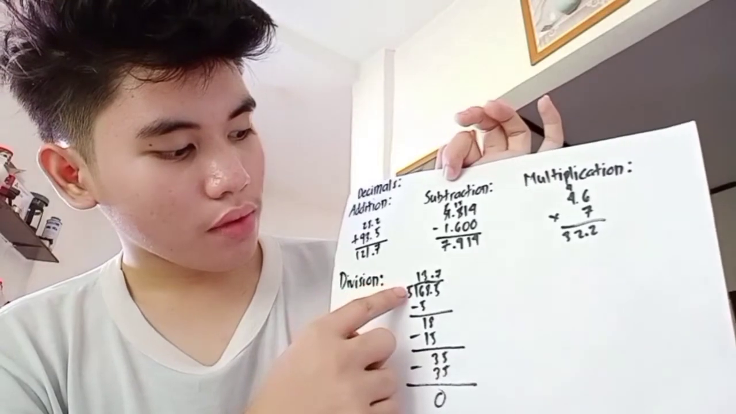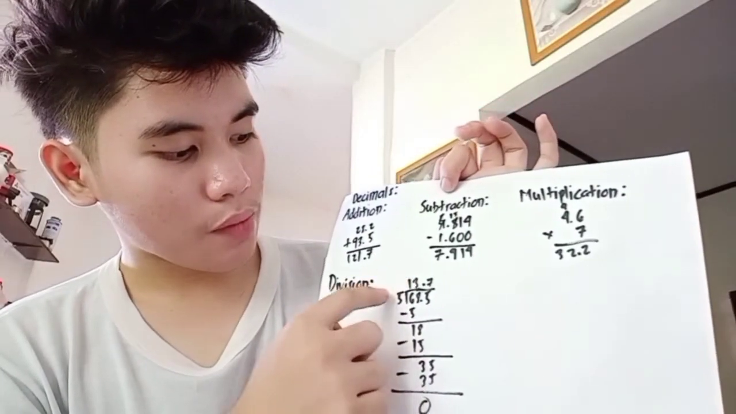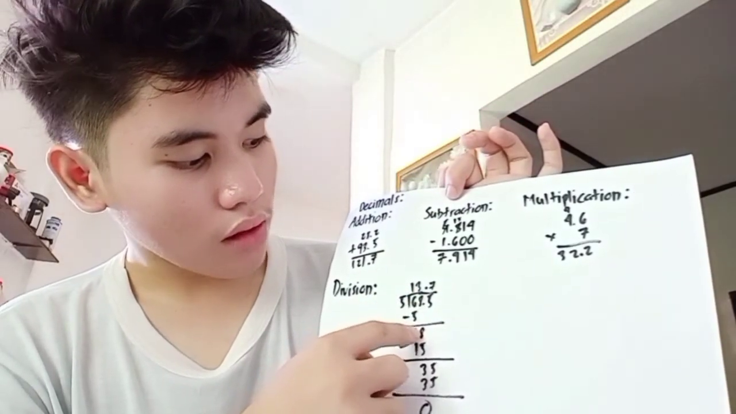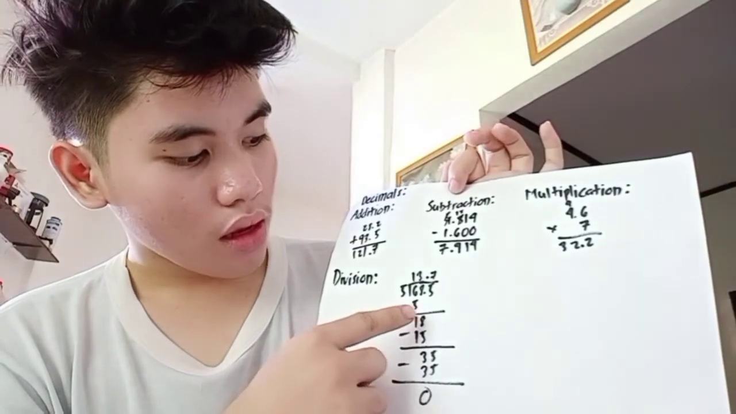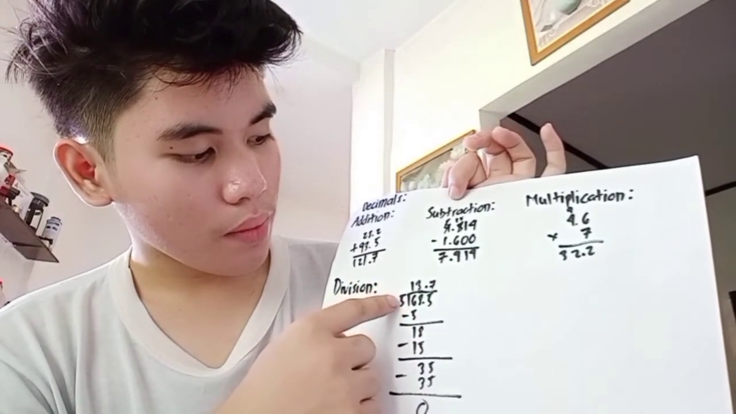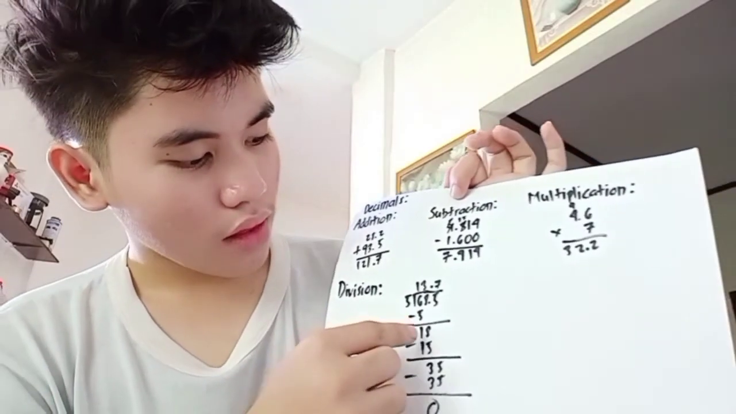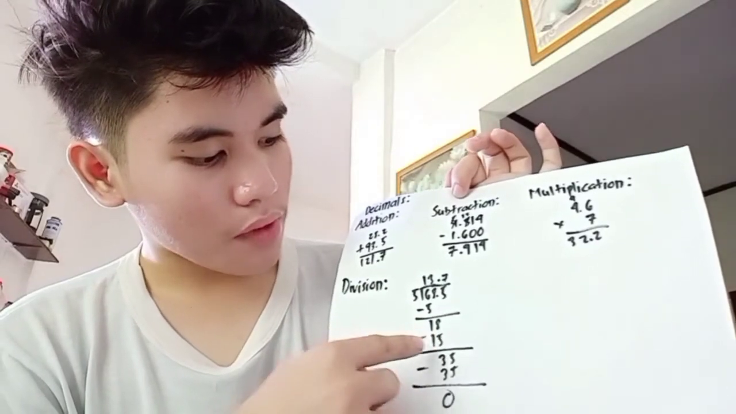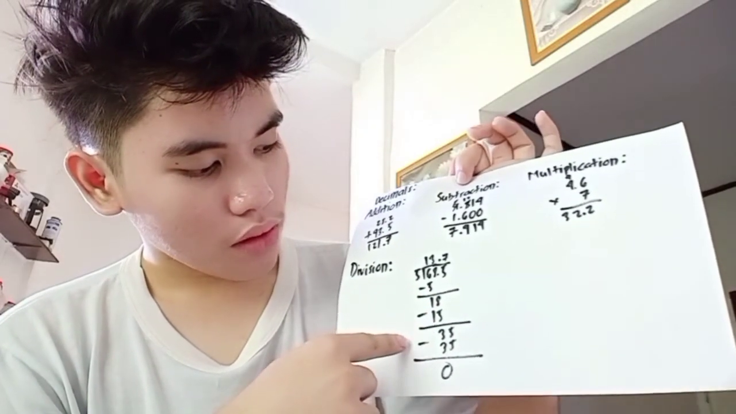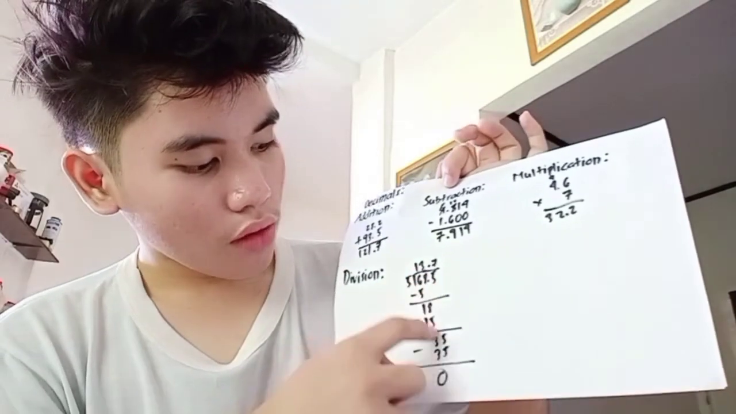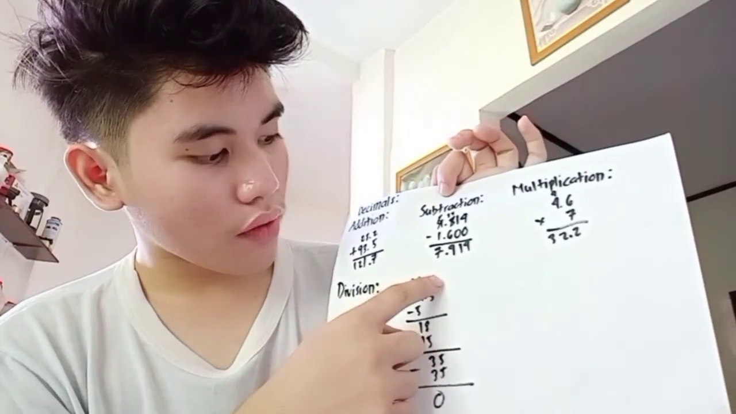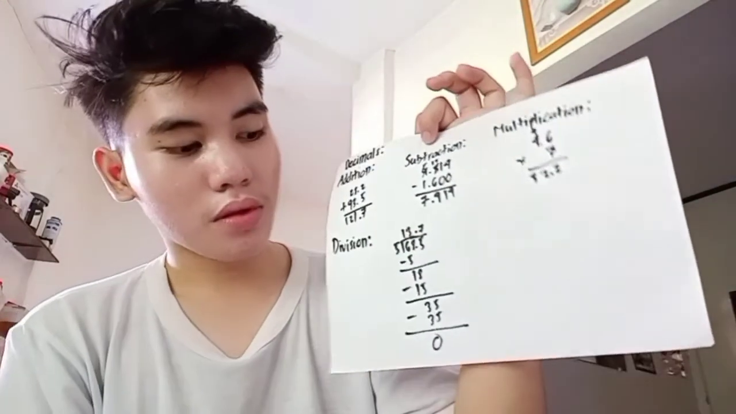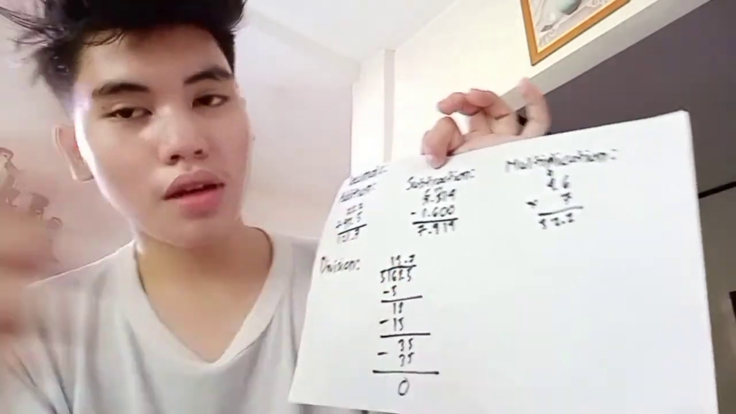For division, 5 divided by 6 is equal to 1. 1 times 5 is equal to 5. And then bring down 8. 6 minus 5 is equal to 1. And 18 divided by 5 is equal to 3. 3 times 5 is equal to 15. 18 minus 15 is equal to 3. Bring down 5. 35 divided by 5 is equal to 7. 7 times 5 is equal to 35. 35 minus 35 is equal to 0. And the final answer is 13.7.